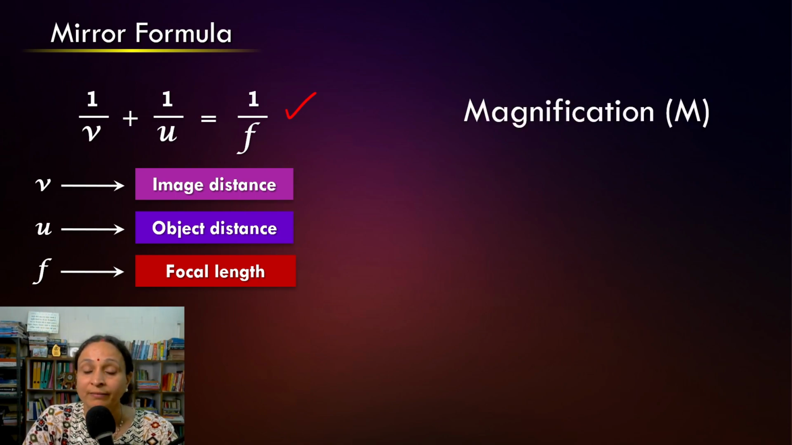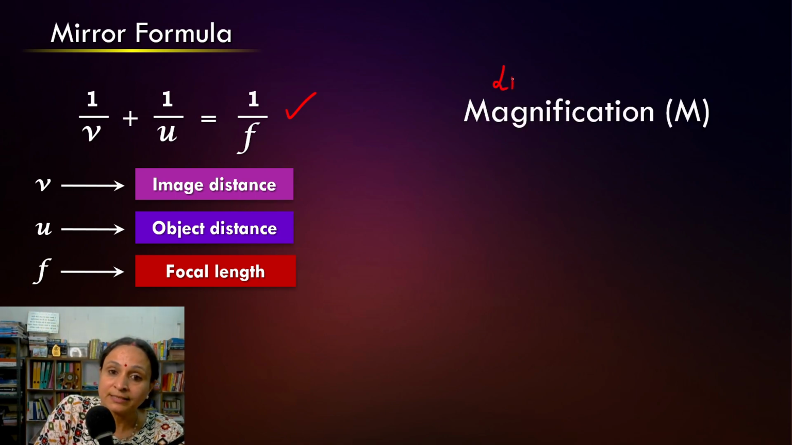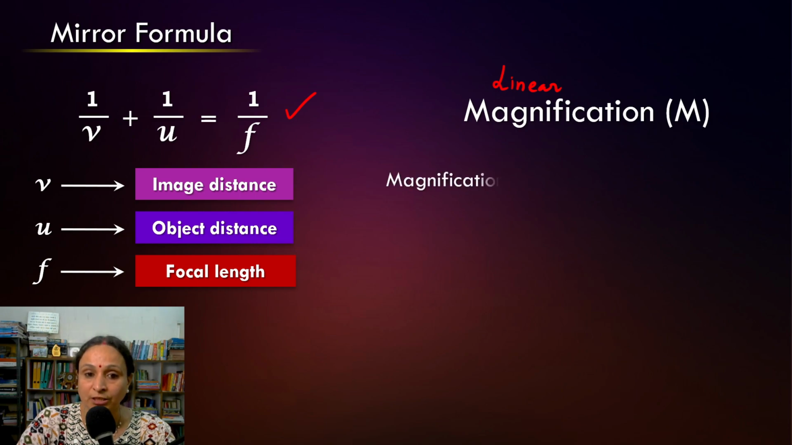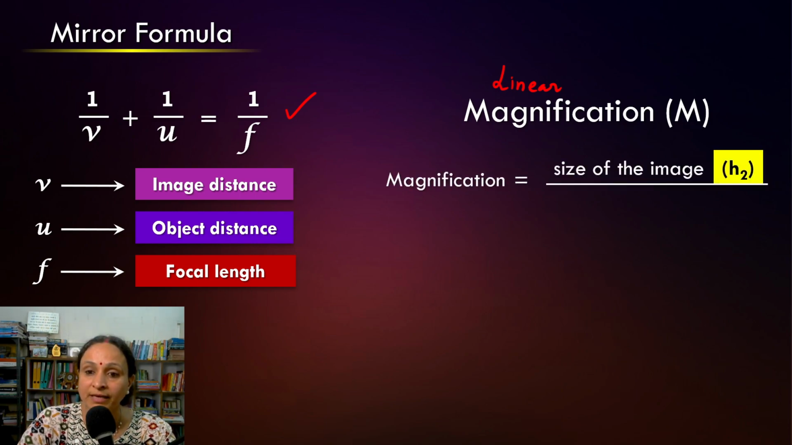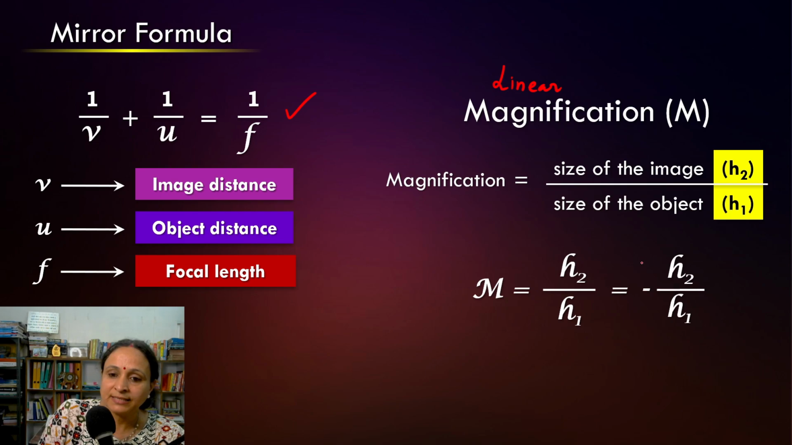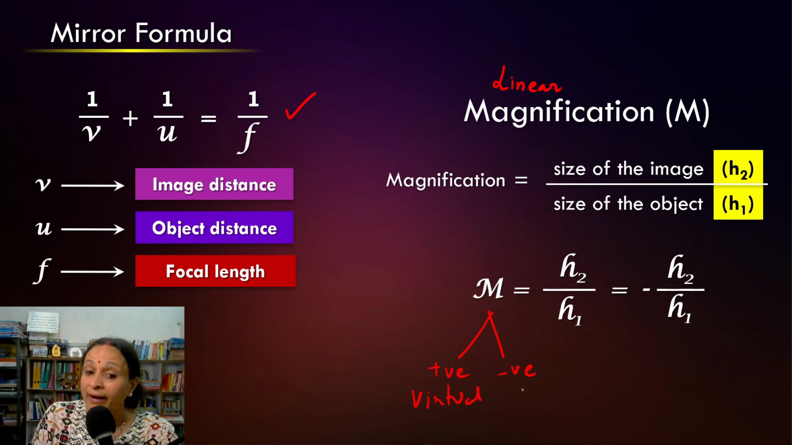Okay. Now, you also have the magnification, and let me be specific. This is called the linear magnification, only the length increases. So the linear magnification is equal to the size of the image, that is h2, divided by the size of the object, that is h1. Right? Now, talking about this m, that is h2 by h1, see, there are two cases: m can be positive or m can be negative. If m is coming to be a positive value, that means the image is virtual, and if the magnification is negative, the image is real.